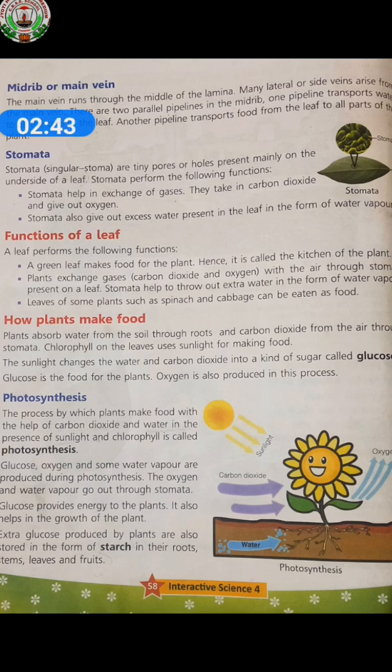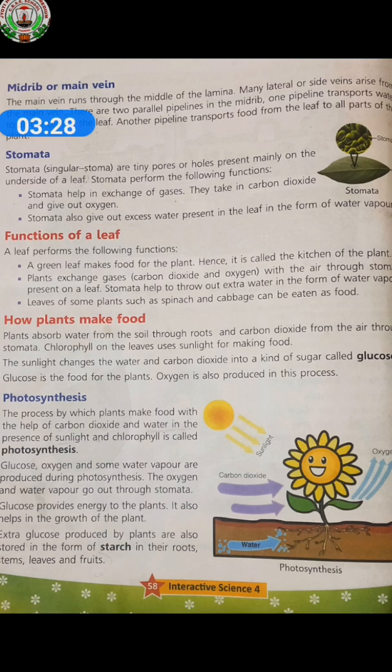Now listen children, how plants make food. Their roots take up water and minerals from the ground and their leaves absorb a gas called carbon dioxide from the air. They convert these ingredients into food by using energy from sunlight. This process is called photosynthesis, which means making out of light. The foods are called glucose and starch. So, sun plus carbon dioxide plus water gives glucose plus oxygen.